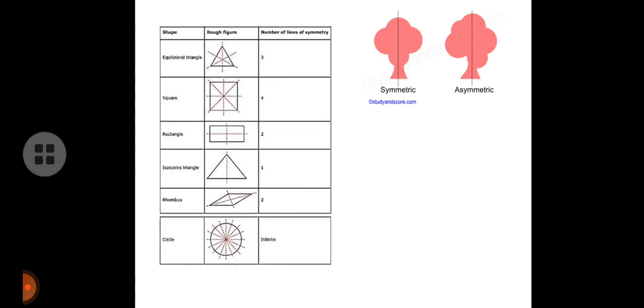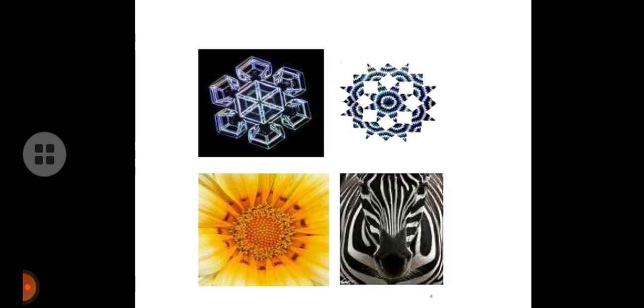There are some regular figures: equilateral triangle, square, rectangle, isosceles triangle, rhombus, circle, etc. The equilateral triangle has three lines of symmetry. The square has four lines of symmetry. The rectangle has two lines of symmetry, and the isosceles triangle has one line of symmetry. The rhombus has two lines of symmetry, and a circle has infinite lines of symmetry.